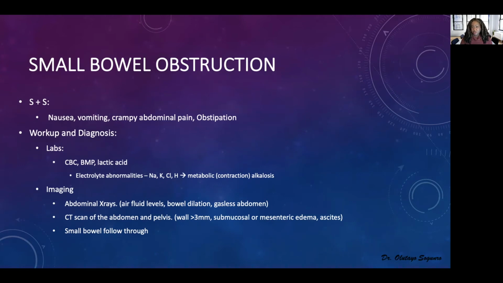An abdominal x-ray should be the initial imaging modality in a patient you suspect has a small bowel obstruction. It will show you distension of the bowel, as well as air-fluid levels, and you can also find pneumoperitoneum in the case of perforation.